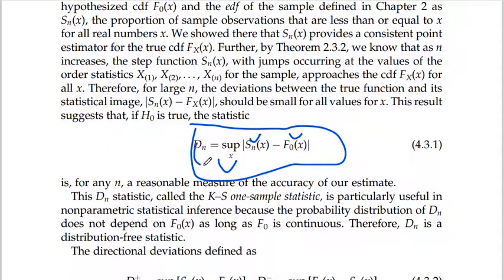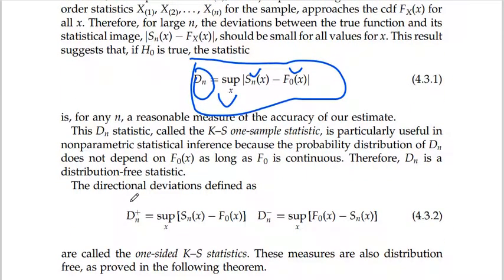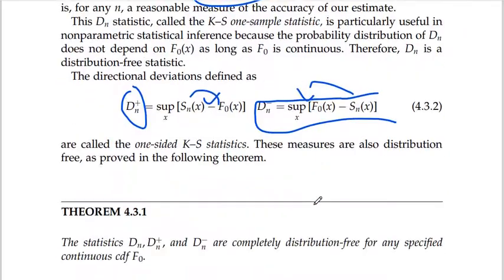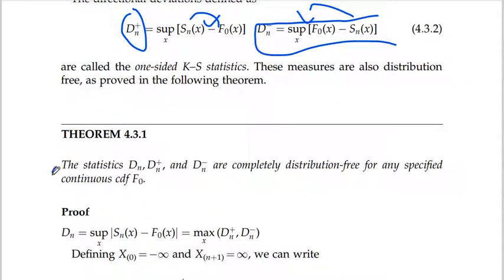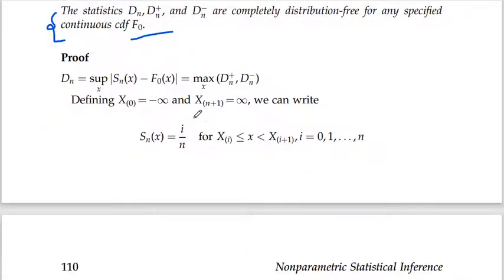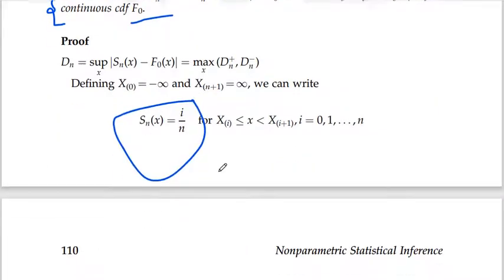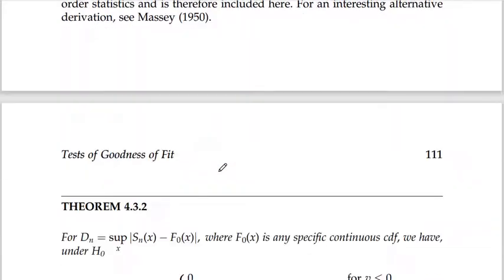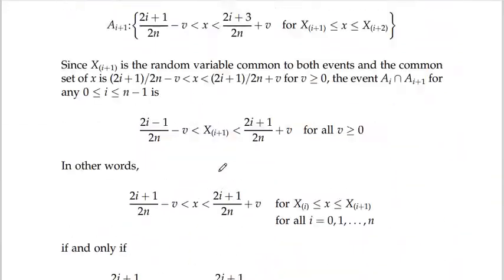Similarly, Dn has two parts, called Dn negative and Dn positive. Here we have one formula for Dn positive and another for Dn negative. Only a few things change: F naught of x and Sn of x are interchanged. When you solve an example you can understand easily. For proofs you can refer to the book. This is the theorem for how you get Dn plus and Dn negative. Here Sn of x means i upon n, and this is the EDF, the empirical distribution function. The total proof is taken from this book, the Anderson book also. We can check these proofs and theorems.